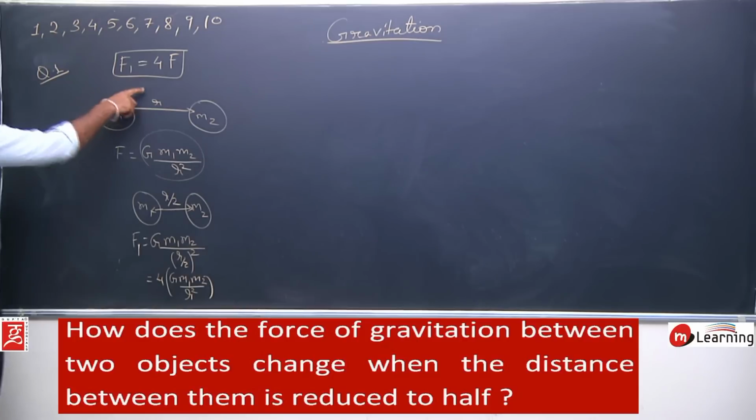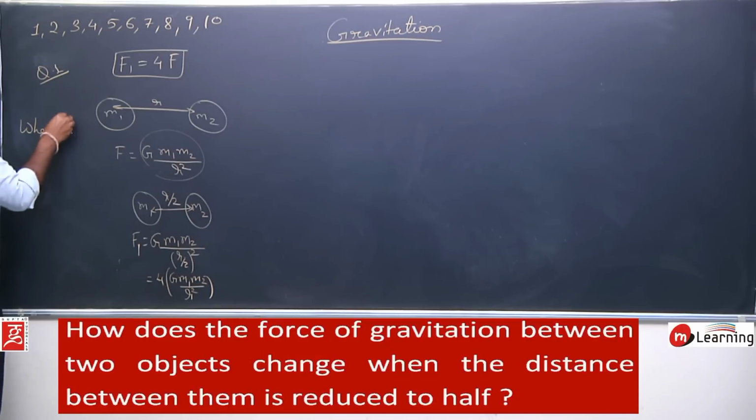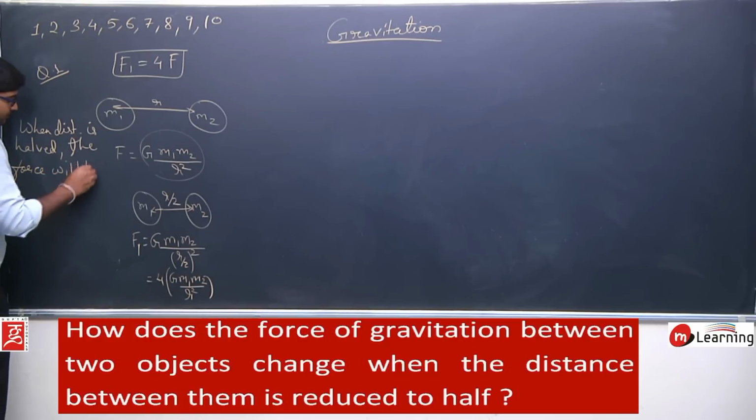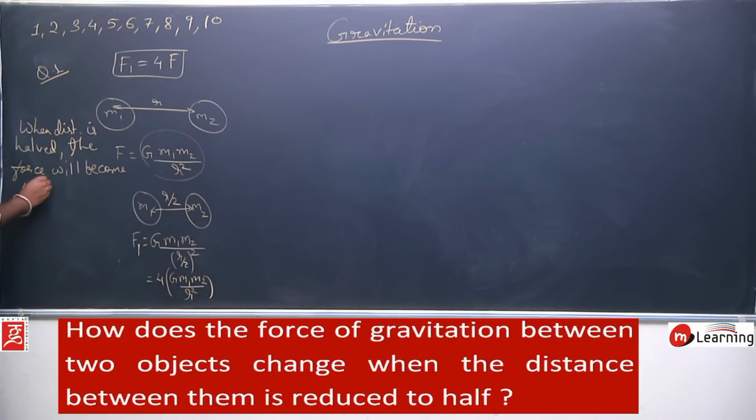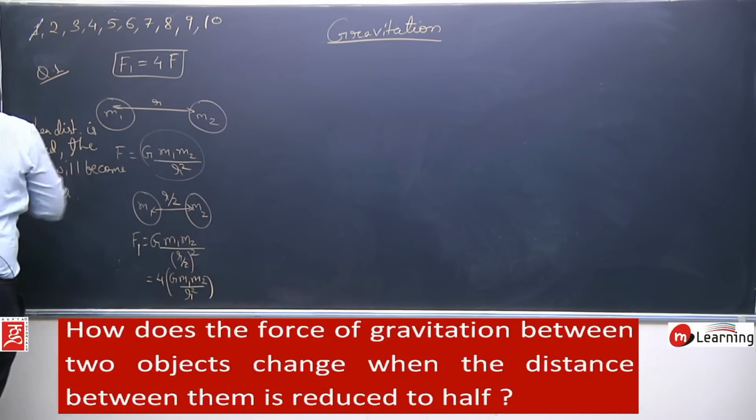So we can see that when the distance is halved, the force will become 4 times. As the distance goes half, the force will become 4 times. So this is question number 1.